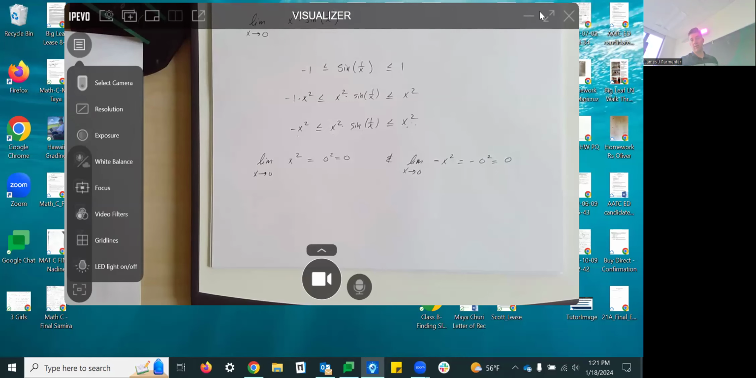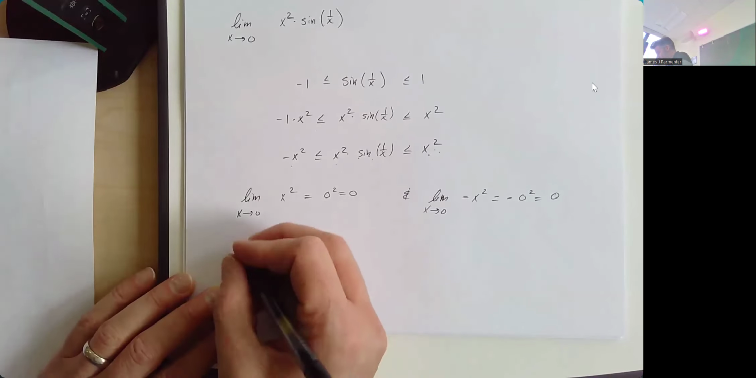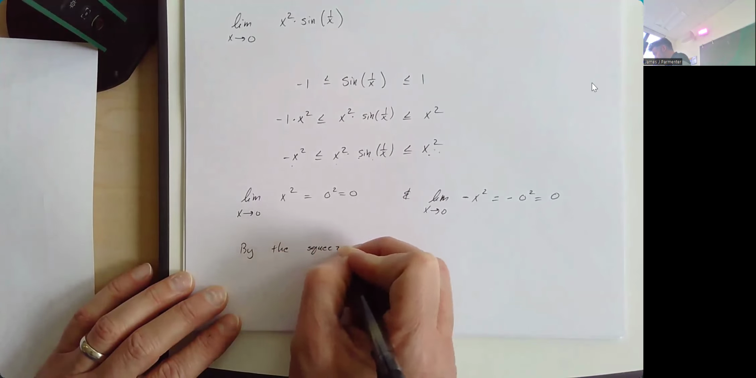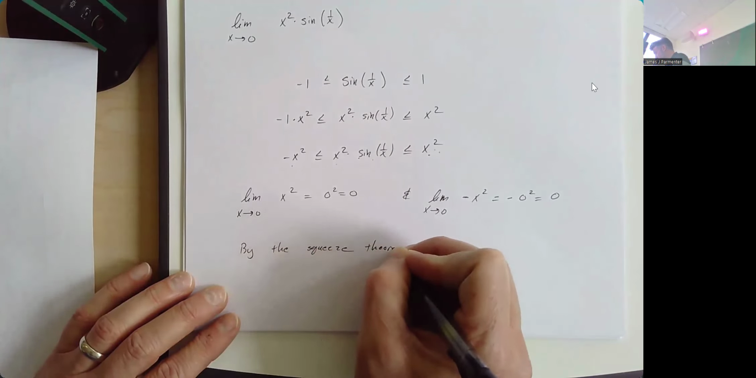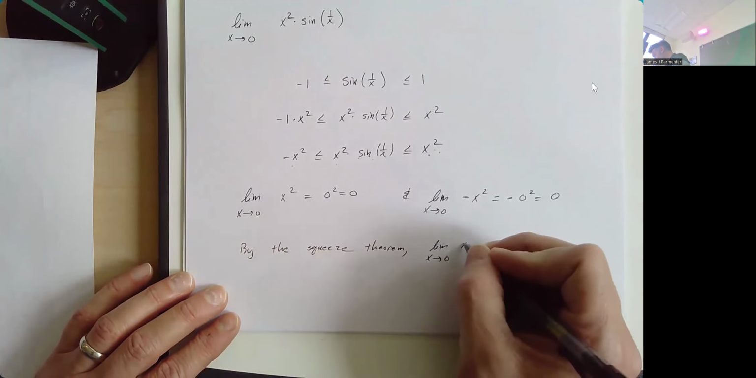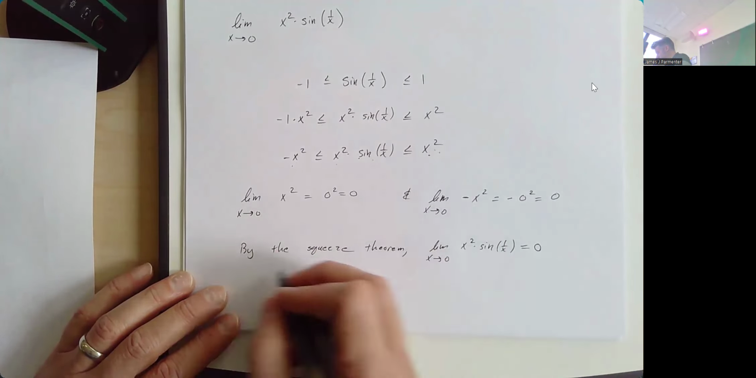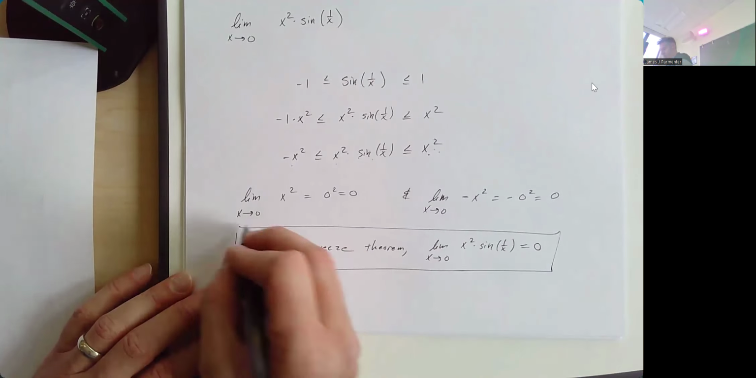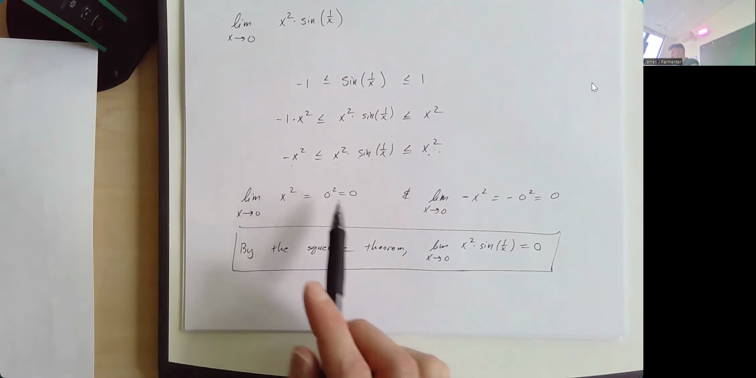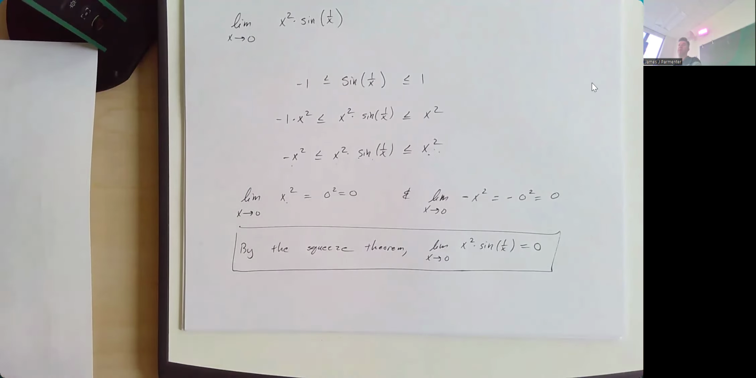So if I was actually writing this as an answer to a question, I would say by the squeeze theorem, or sandwich theorem, or whatever other name you prefer, the limit as x approaches 0 of x squared times sine of 1 over x is also equal to 0. But it's definitely relying upon the fact that we showed that the limit of the thing it was less than and the limit of the thing it was bigger than were both equal to the same value.